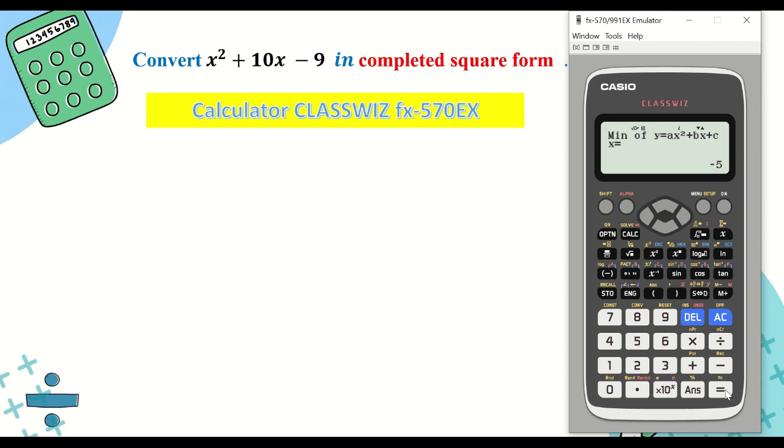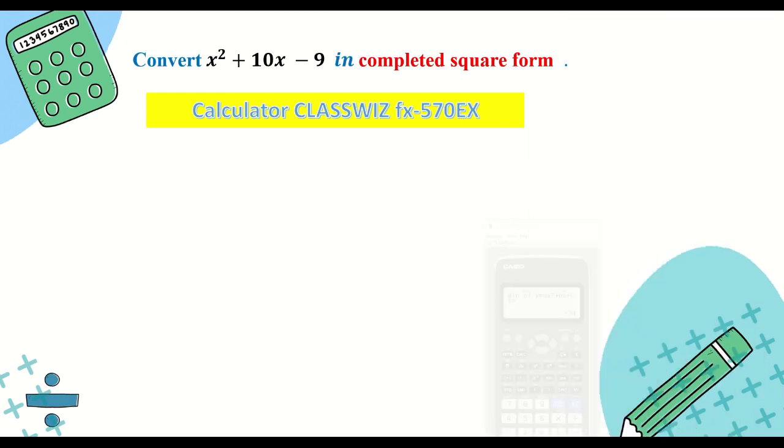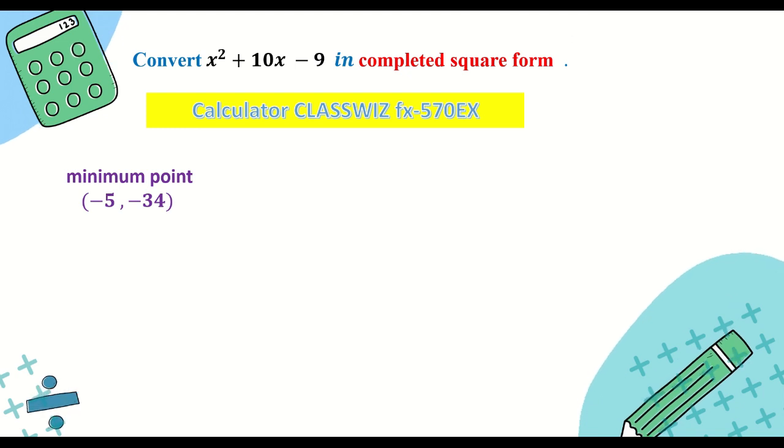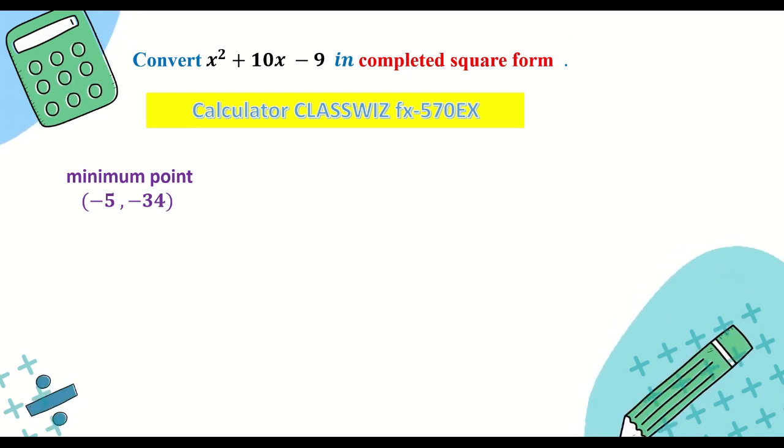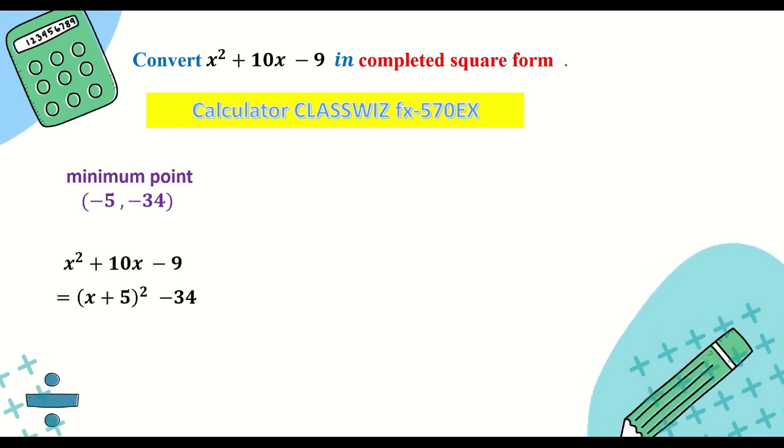We are going to get the minimum value of x as minus 5 and the minimum value of y as negative 34. Now we can get our minimum point as (minus 5, minus 34), and we can easily convert the quadratic expression into completed square form as x plus 5 squared minus 34.